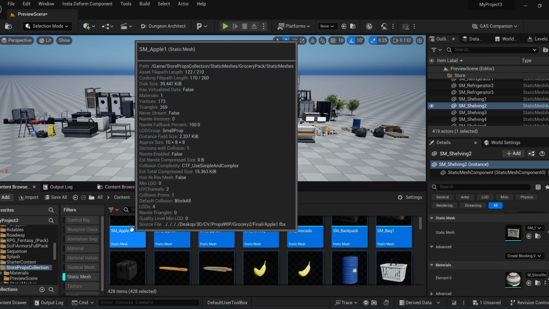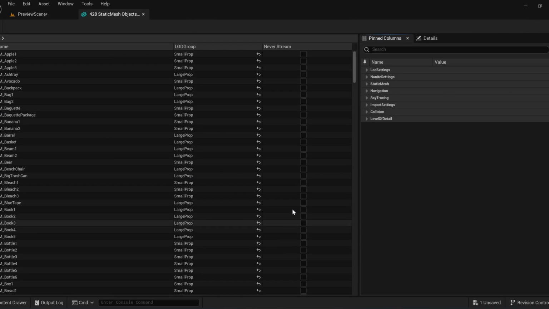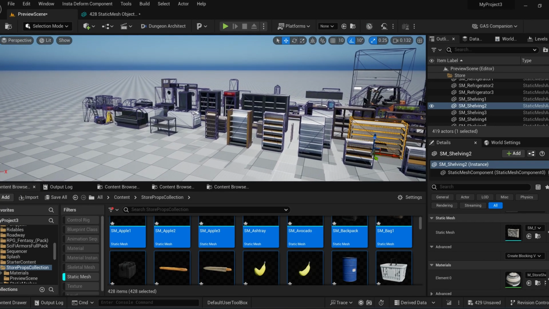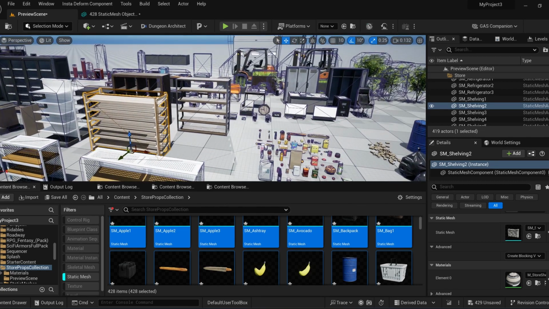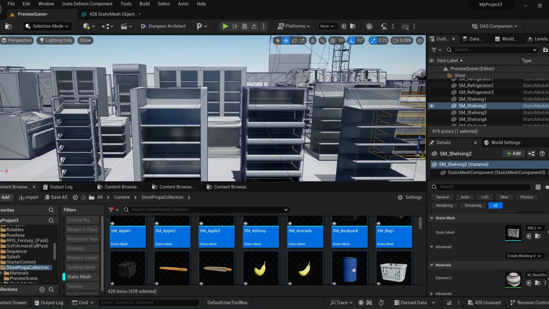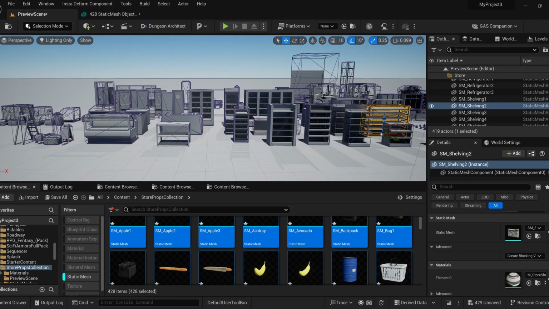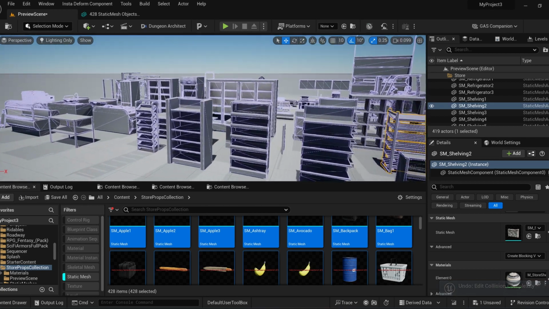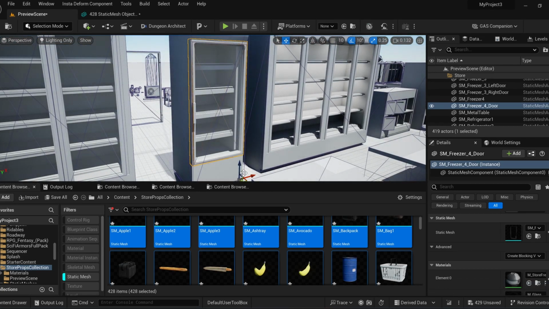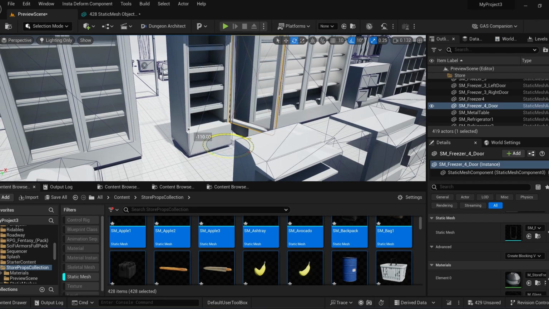As for collision, as we saw, it uses complex collision by default, so let's change that. Collision complexity. Let's use the project default, which is simple. And now we can see the collision. And actually the shapes are not bad. I mean, these are primitive shapes themselves, the meshes, but the simple shapes are not bad, and this is the complex, so you can see the difference. Of course, simple is much more performant. Look at the door.